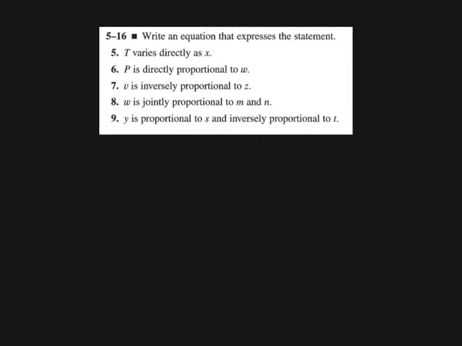All right, so we're into examples immediately. So P is directly proportional to W. That's it. All right, how about 8? W is jointly proportional to M and N. Well, before we had Z is jointly proportional to X and Y. So instead of that, now we have W is jointly proportional to M and N. That's it.